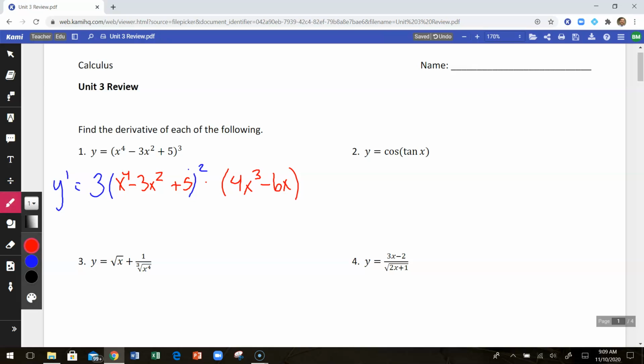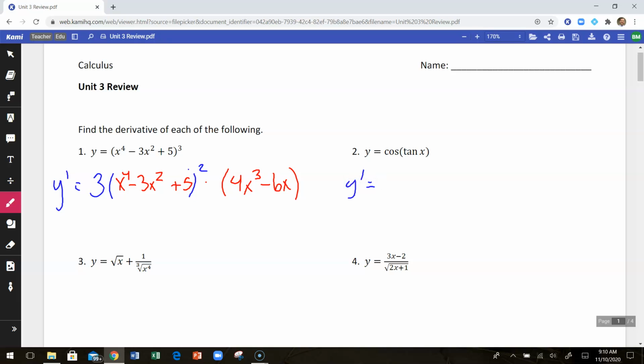Number 2, we have a similar setup here. Again, this is going to be a function inside of another function. The mistake here is that people will see this as the product rule. It would be product if it was cosine x tangent x. That would imply a multiplication of cosine and tangent. But as it's written here, tangent is being plugged into cosine. So again, this is going to be a chain rule.